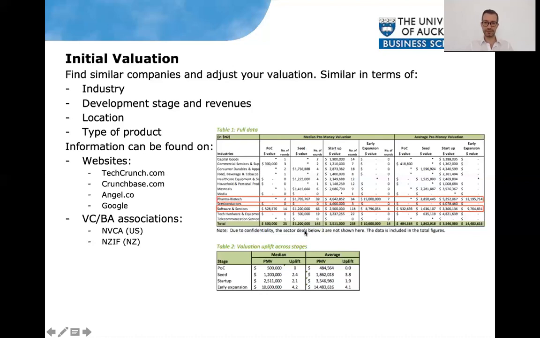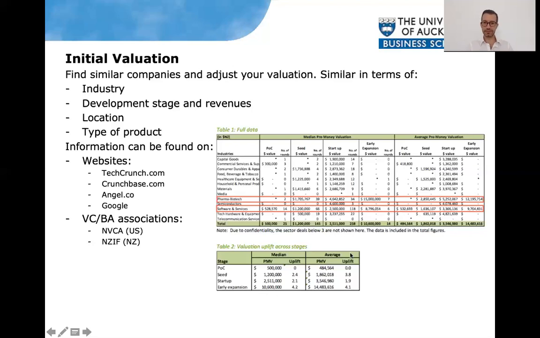If your company was even an early stage in software, was 1.2 million. If it was a proof of concept, was $500,000. So this just gives you a general understanding of the pre-money median valuation. Here you have the average valuation. You can choose between the two. They're probably not very different, especially if they are larger numbers. Here you can see just by stage and median and average.